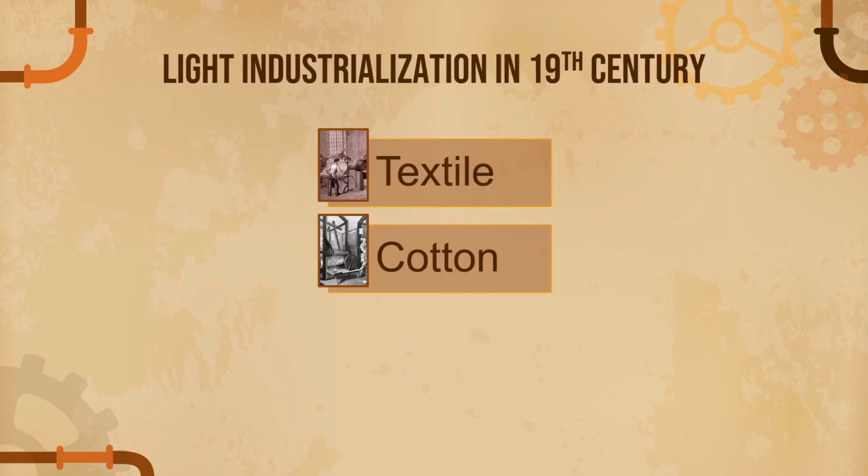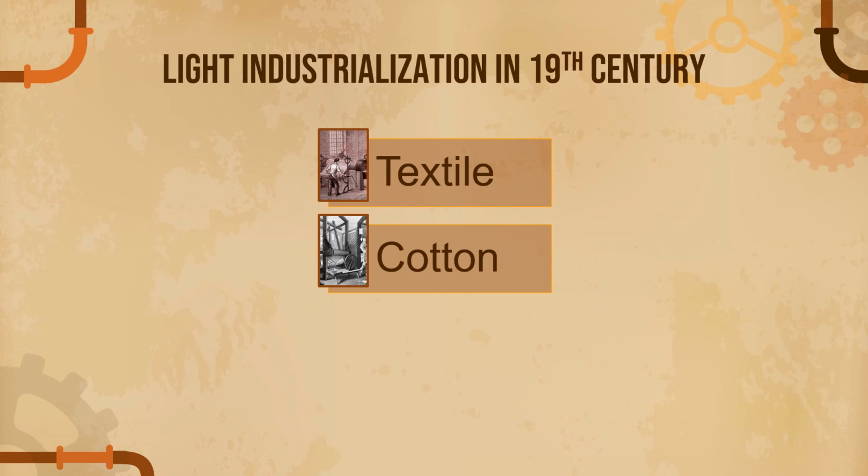As for light industrialization in the 19th century, we have the textile and cotton industry. A lot of inventions were created in the 19th century for the textile industry. For example, in 1801, Joseph Marie Jacquard invented the Jacquard method. This method allowed the addition of patterns to woven fabrics at a faster rate.